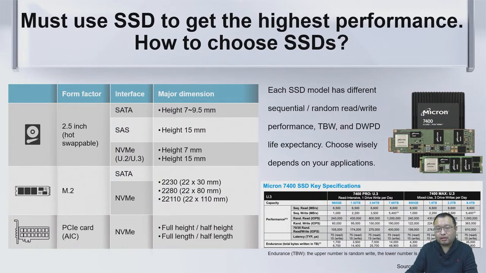Okay. The next form factor is the M.2 SSD. Likewise, M.2 comes with either SATA or NVMe. The dimensions can be 2230, 2242, 2280, and 22110. Most likely what you see in the market will be 2280 and 2210 because they are the shorter ones. Look at the naming rule: the 22 means the width of the M.2 SSD, and the following numbers are the length.